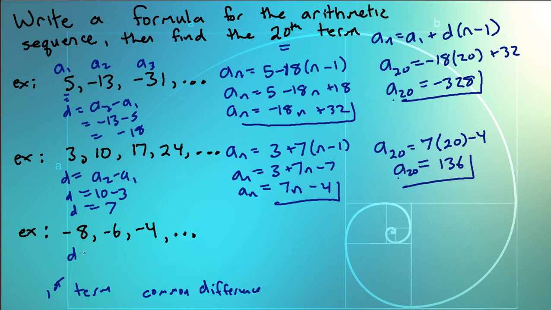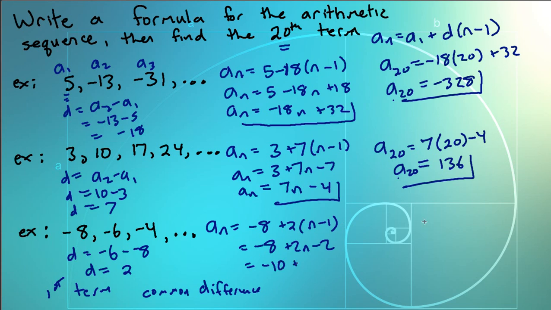So remember, common difference. Looks like I'm adding 2 each time, but I'll verify, so I'll do negative 6 minus negative 8. So that's plus 8, so my common difference is 2. So a_n is going to be negative 8 plus 2 times (n minus 1). So negative 8 plus 2n minus 2. I'm distributing that in, and I get negative 10 plus 2n.